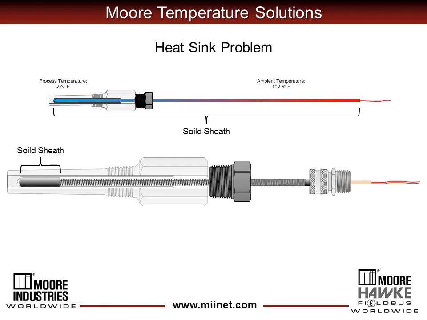And the solution is simple. We just need to change the sensor configuration such that the solid sheath is totally immersed in the thermal well, and all that ambient temperature error goes away. So we are eliminating this form of ambient error effect.